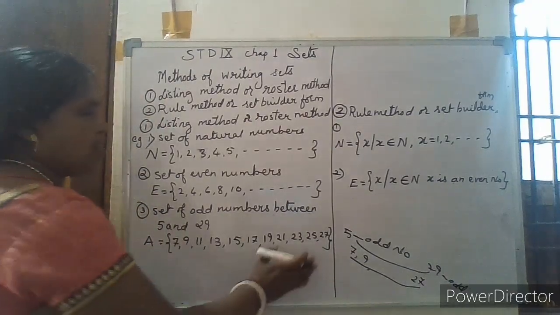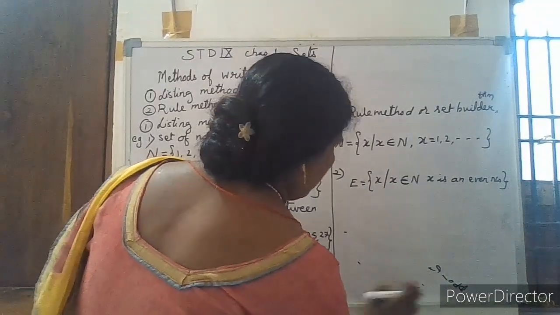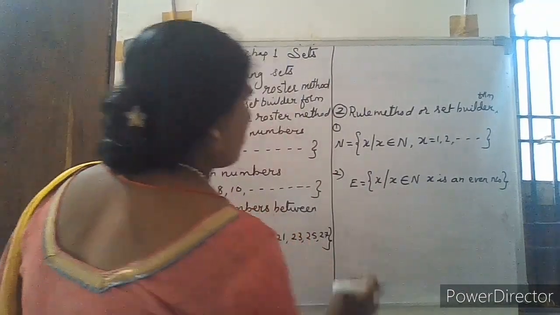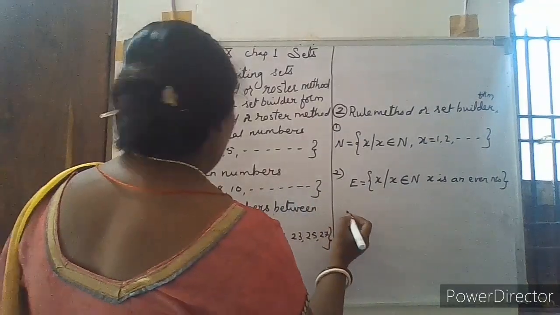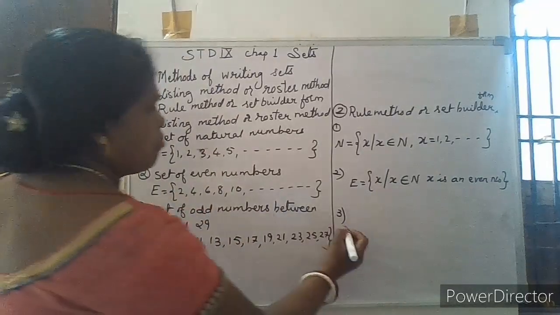The same example when we write it in the set builder form or the rule method. The third one, I have taken the name as A.